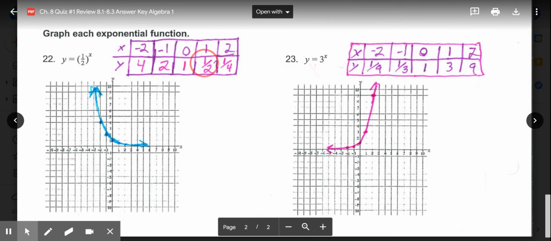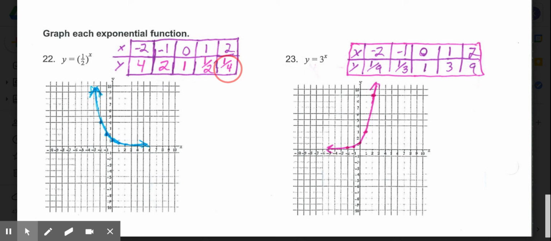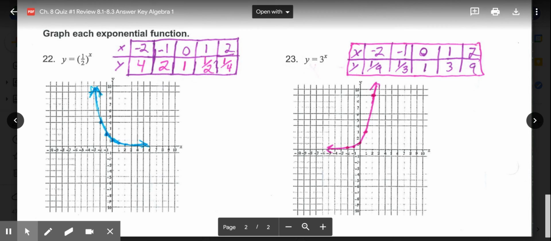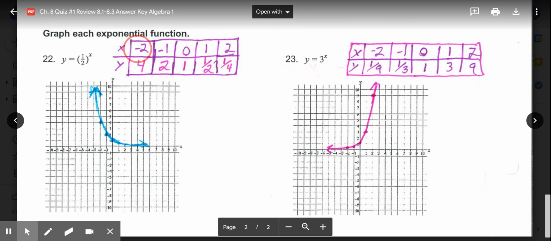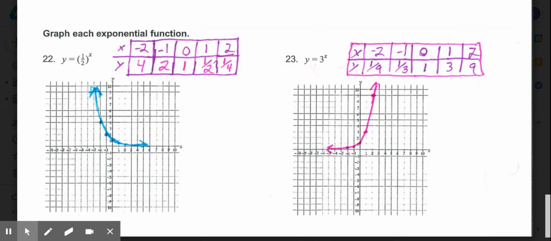1/2 to the first power is 1/2. So our next point would be over 1, up 1/2. Put a 2 in there, and our answer is 1/4. So we'd be over 2, up 1/4. And then if I do the negatives, 1/2 to the -1 gives us an output of 2, and 1/2 to the -2 is 4. So we plot our points and connect them with the curve, and we should see a curve coming down from left to right.